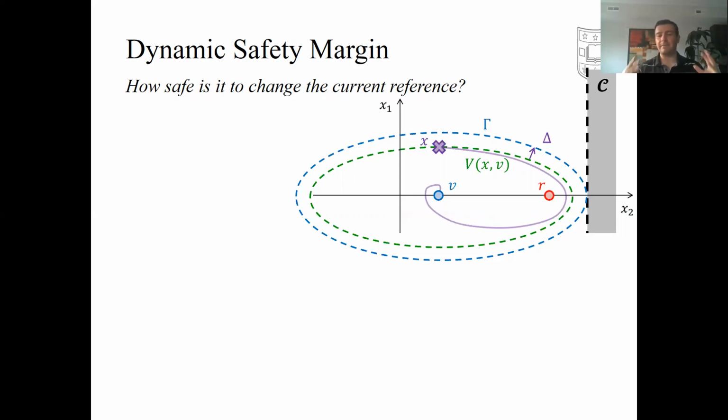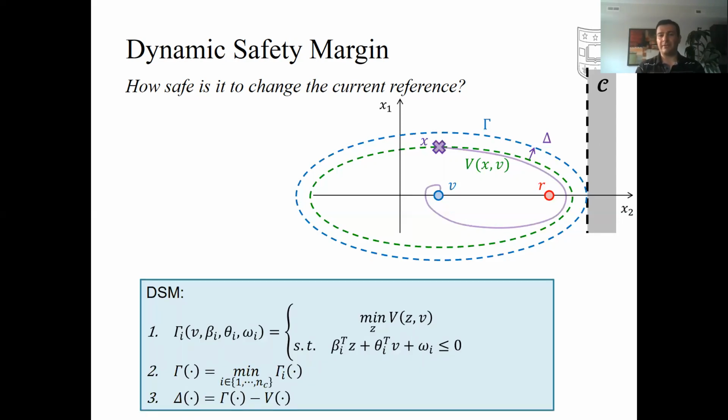If we can find the biggest Lyapunov level set, which is entirely contained in the constraints, and find the difference between this biggest Lyapunov level set and the current Lyapunov level set, we can use this difference as a safety measure. So here is the three-step procedure to determine the dynamic safety margin.